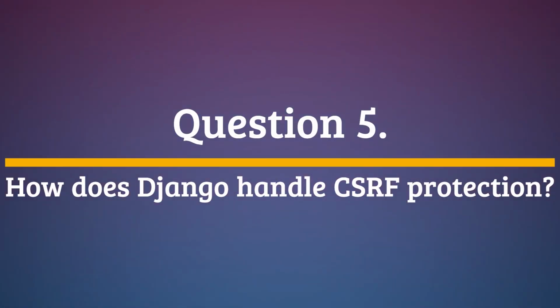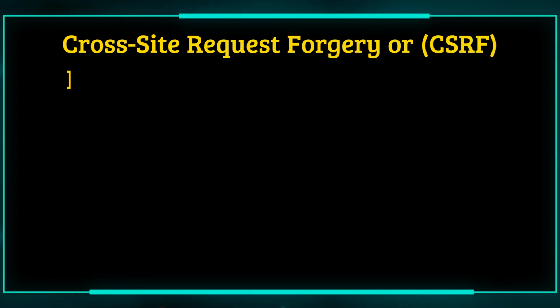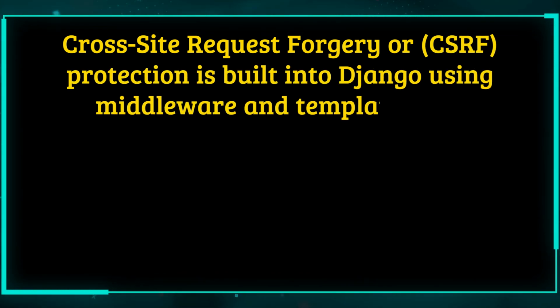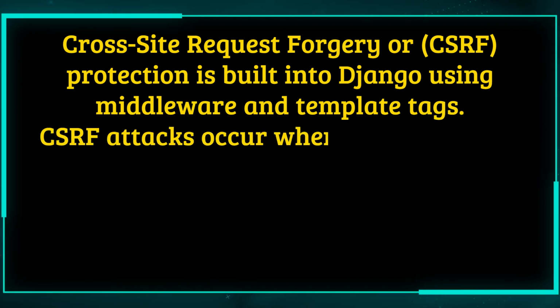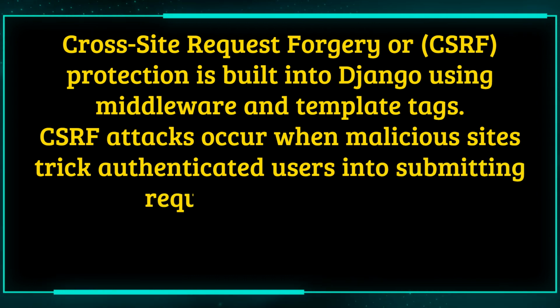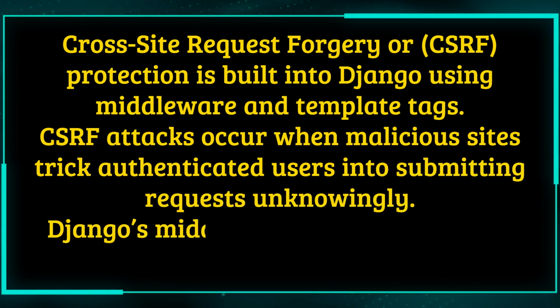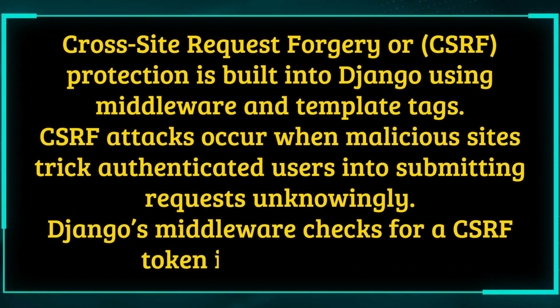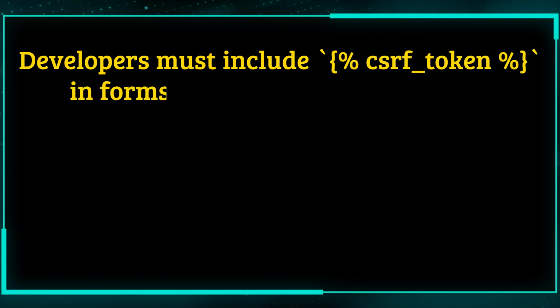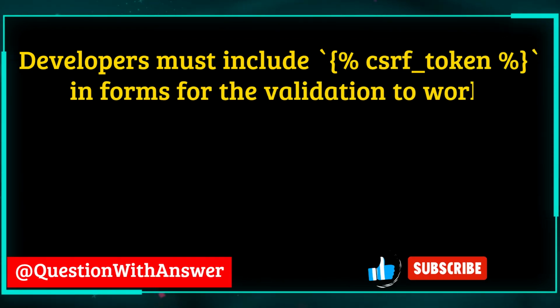Question 5. How does Django handle CSRF protection? Answer. Cross-site request forgery, or CSRF, protection is built into Django using middleware and template tags. CSRF attacks occur when malicious sites trick authenticated users into submitting requests unknowingly. Django's middleware checks for a CSRF token in POST requests. Developers must include {% csrf_token %} in forms for the validation to work.